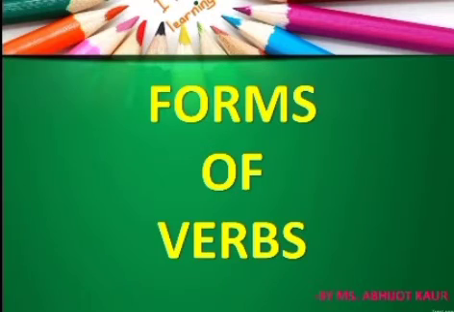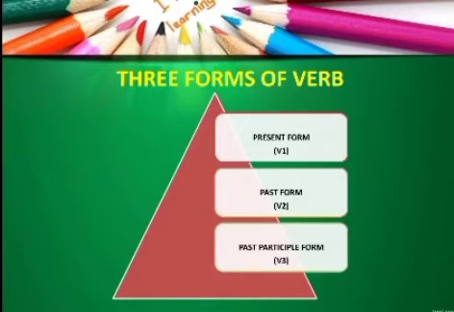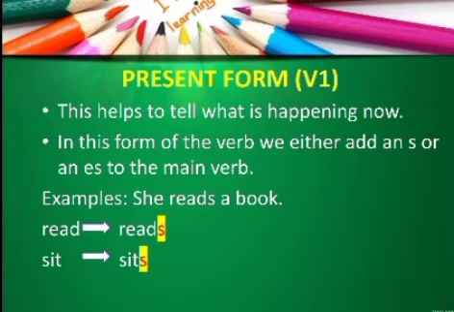So today we are going to learn about the forms of verb. There are three forms of verb: present form, which is also called the first form of the verb, past form, which is called the second form of the verb, and past participle form, which is called the third form of the verb. Now let's learn about each form of the verb one by one.